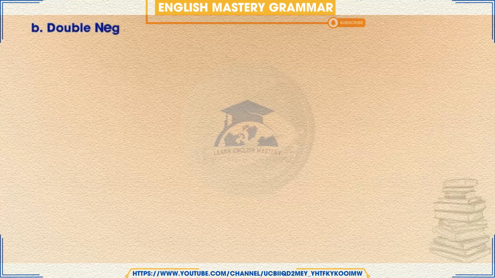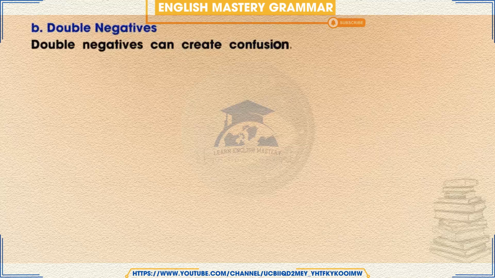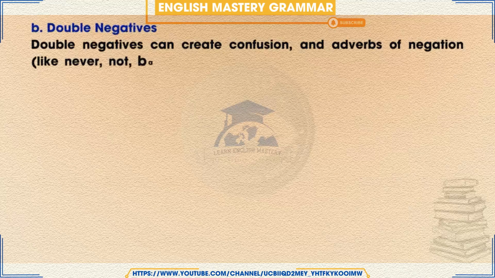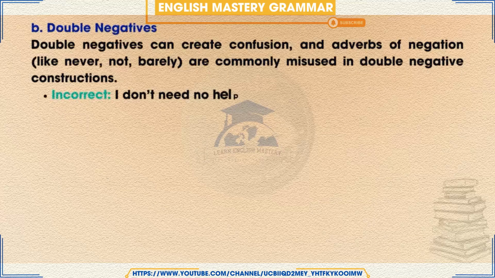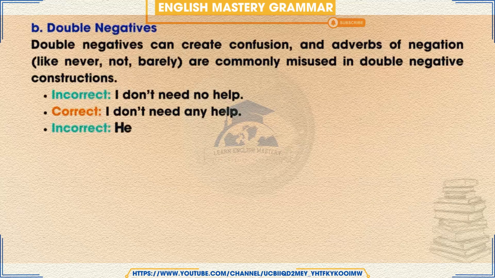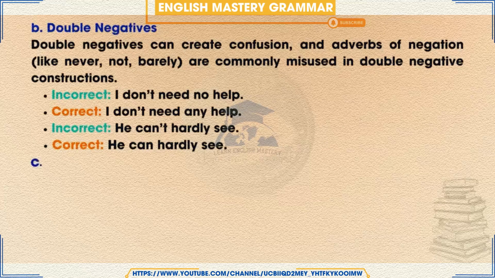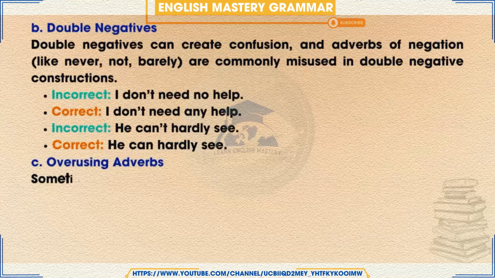B. Double negatives. Double negatives can create confusion, and adverbs of negation, like never, not, barely, are commonly misused in double negative constructions. Incorrect: I don't need no help. Correct: I don't need any help. Incorrect: He can't hardly see. Correct: He can hardly see.